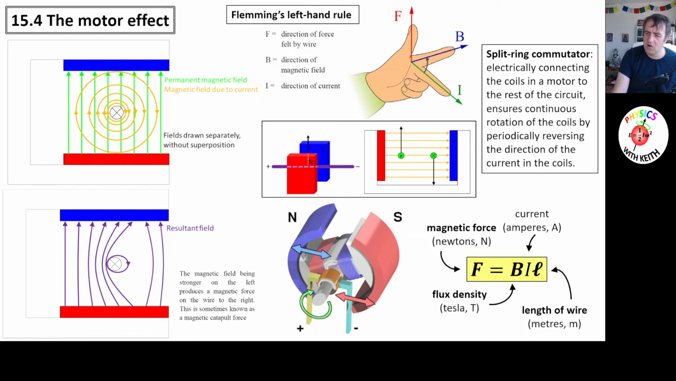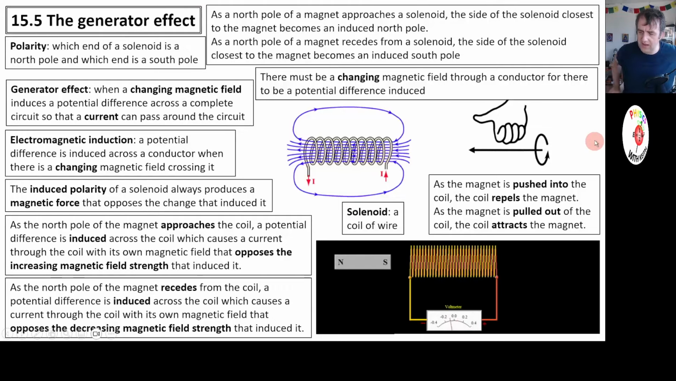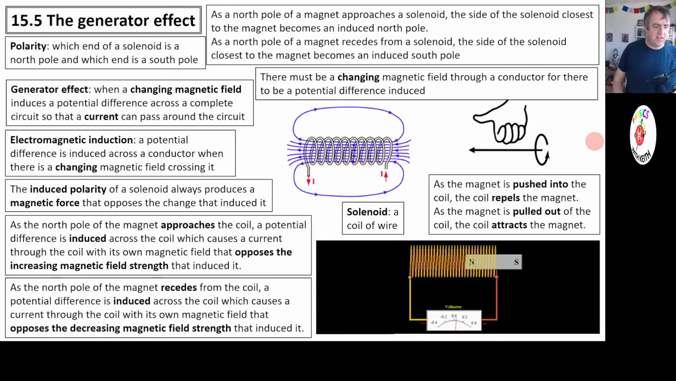Okay, that's the end of the motor effect. Let's look at the generator effect. The generator effect, so this is lesson 93. So the generator effect, this is an interesting idea.